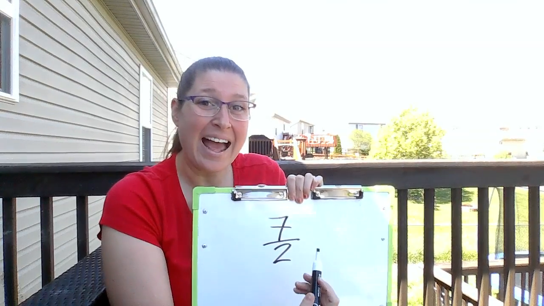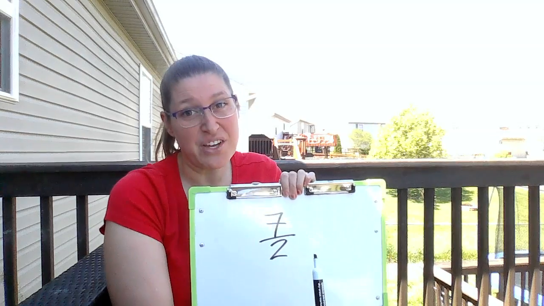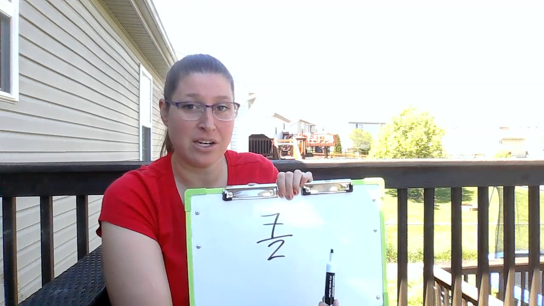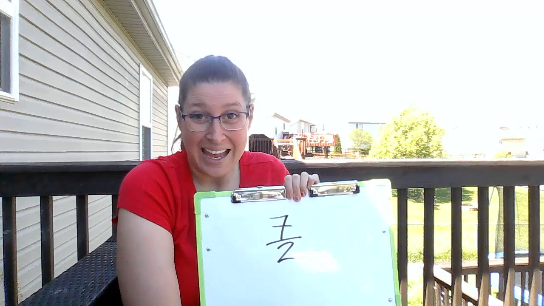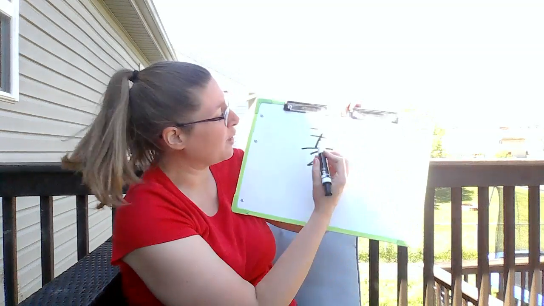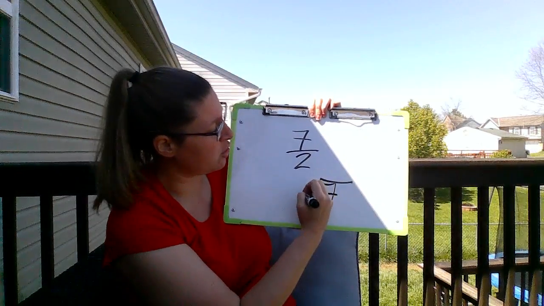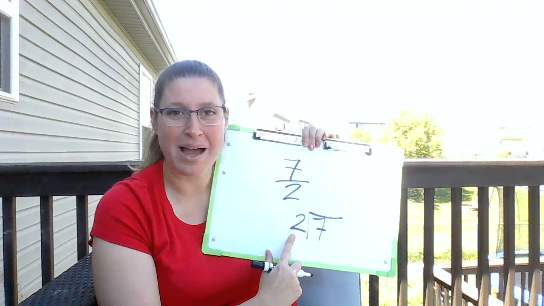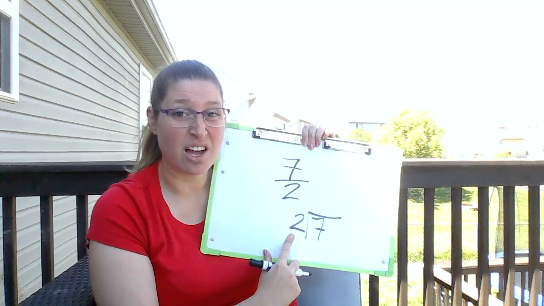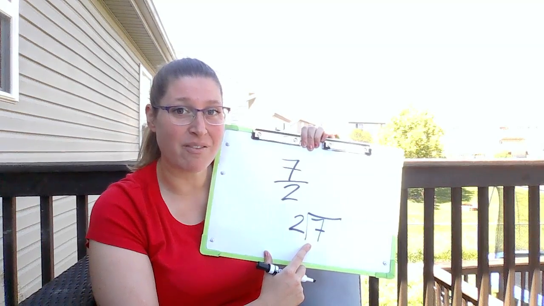So when I have an improper fraction, technically I have a division problem, and we're going to use that to our advantage. So this means 7 divided by 2, and I can solve it that way too. So 7 is going to be under my division sign, and the 2 is going to be on the outside. 7 is what I'm dividing, and I'm dividing by 2. So I have to ask myself, how many times can I take 2 out of 7?